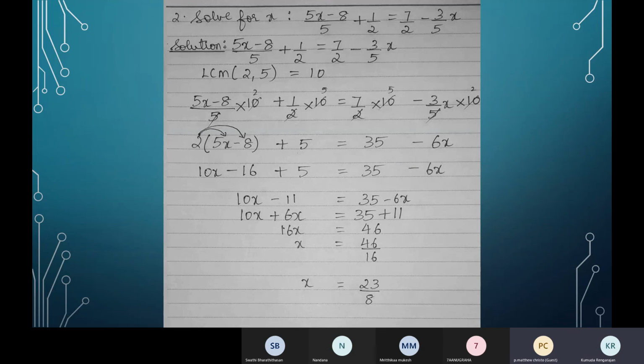Yes, within the tables of 2. 2 eights are 16, correct? By simplifying it by the 2 table, ma'am. Okay, okay.